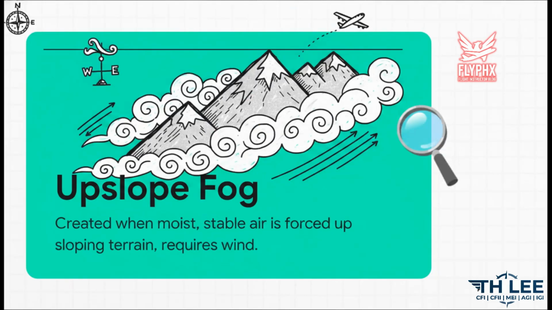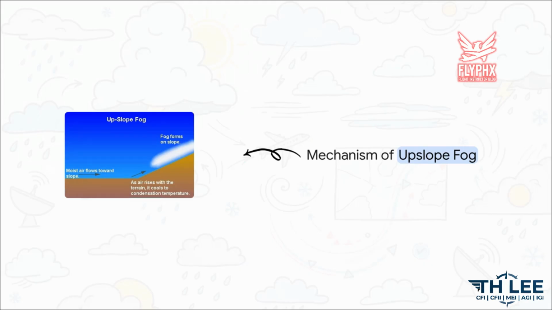Our third major player is upslope fog. If you're planning to navigate mountainous areas, expect to encounter this one. It absolutely requires both wind and a continuous physical slope to exist. Notice exactly what's happening here.